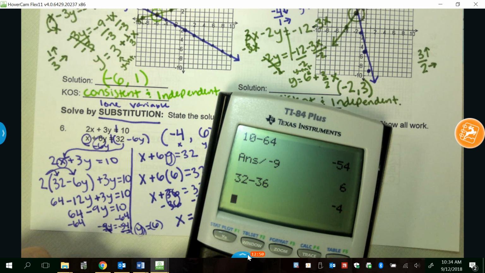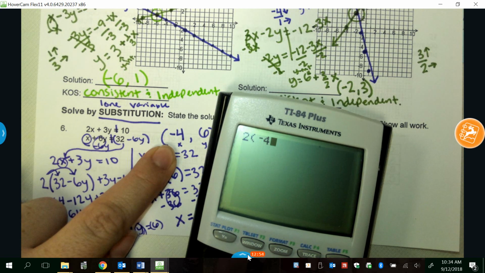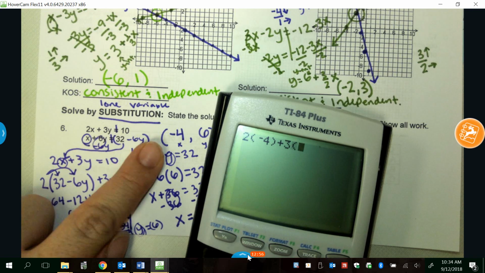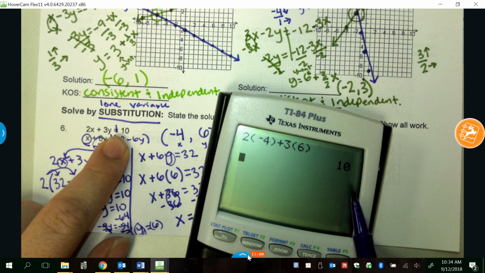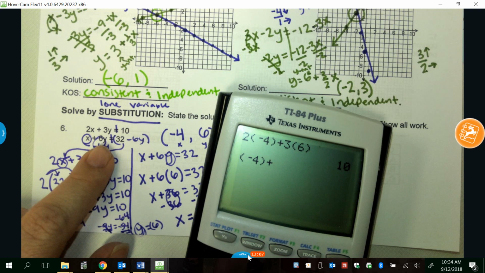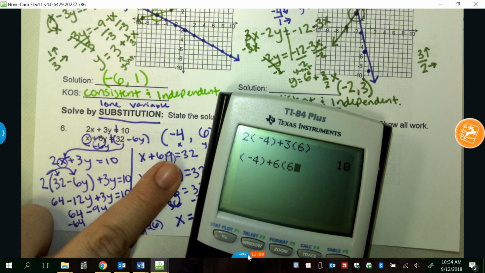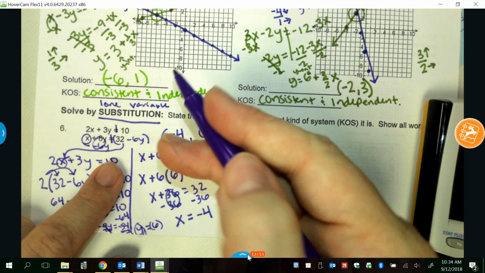So I can always come here and check it. So in the first equation, instead of typing x, I'm going to type negative 4 plus 3, and instead of y, I'm going to type 6. And when I press enter, it should equal 10, which it does. So it's right so far. But always check the second equation too. So I have negative 4 plus 6, instead of y, I'm typing 6. Press enter, it should equal 32, and it does. Therefore, this is our correct answer.